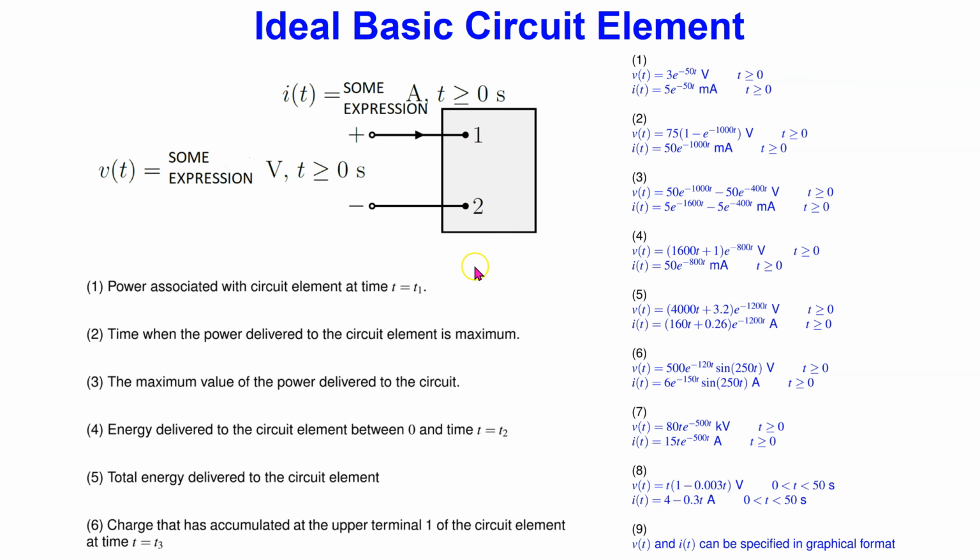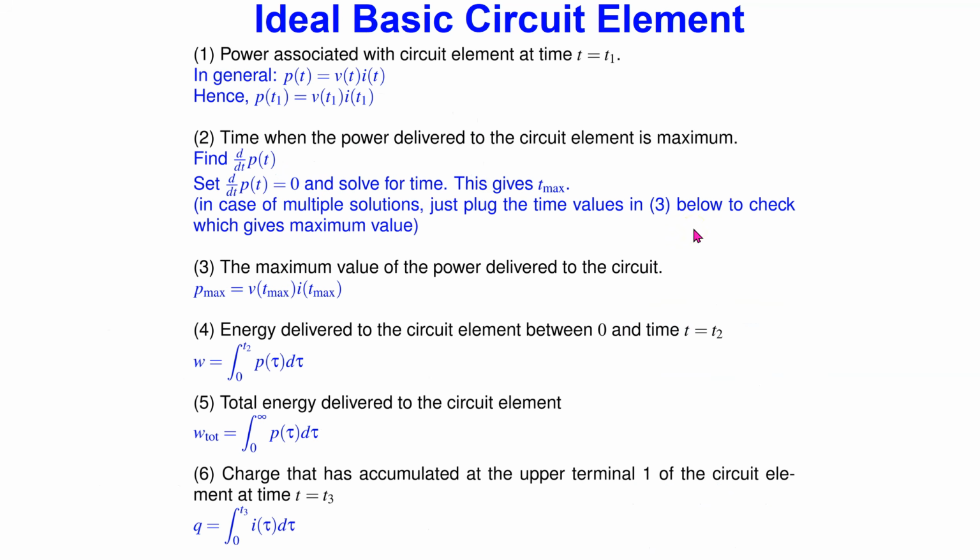For such problems, we are interested in the power, energy and charge calculations as specified here. The general procedure for the solution is discussed here. This procedure is applicable for any time varying voltage and current expressions for an ideal basic circuit element. Recall that instantaneous power associated with the ideal basic circuit element is the product of the voltage and the current. Thus, to find the power associated with the ideal basic circuit element at time t1, we just need to evaluate the power expression at time t1.